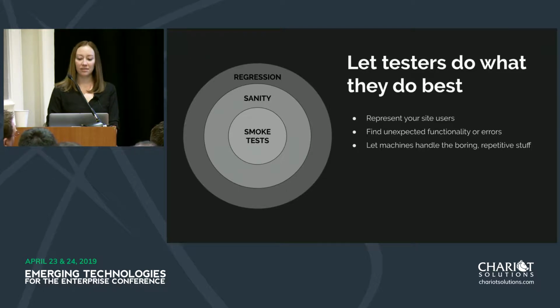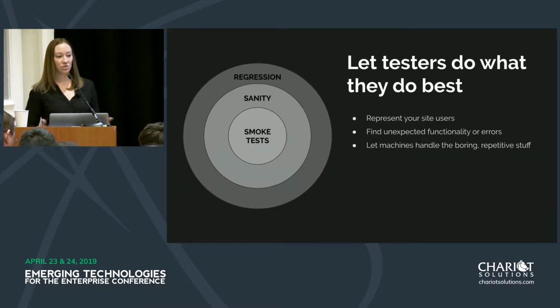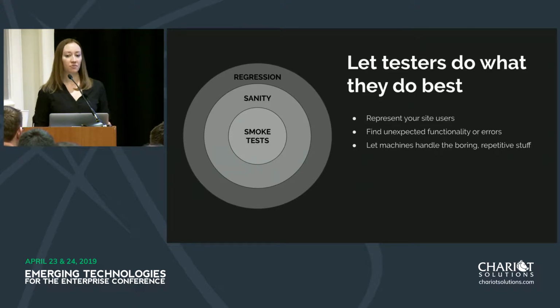And automated tests cannot do everything for you. So this doesn't replace testers' jobs completely. I will go over one of the products that we use at Elsevier later and talk about how our QA team actually transitioned from writing manual tests to Cypress tests, but they still do some manual testing. But putting the boring stuff and all the regression tests in an automated way actually frees up their time to do what they do best, and represent your site users and find unexpected functionality.